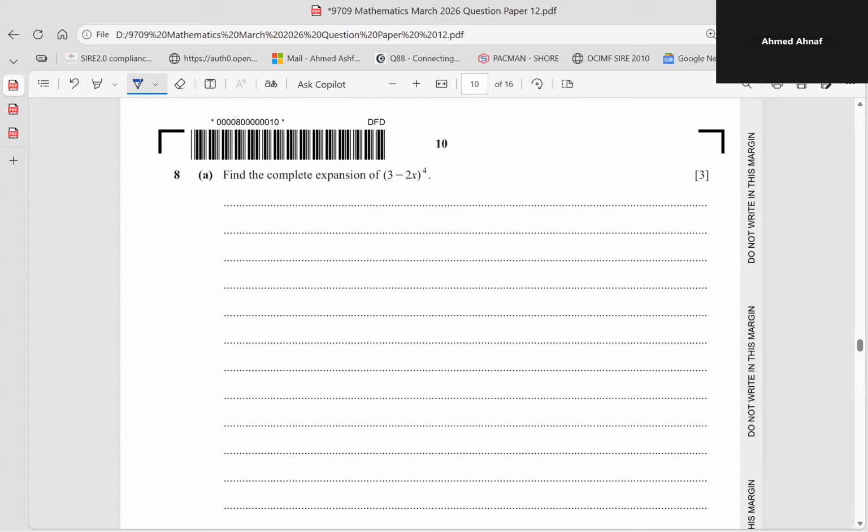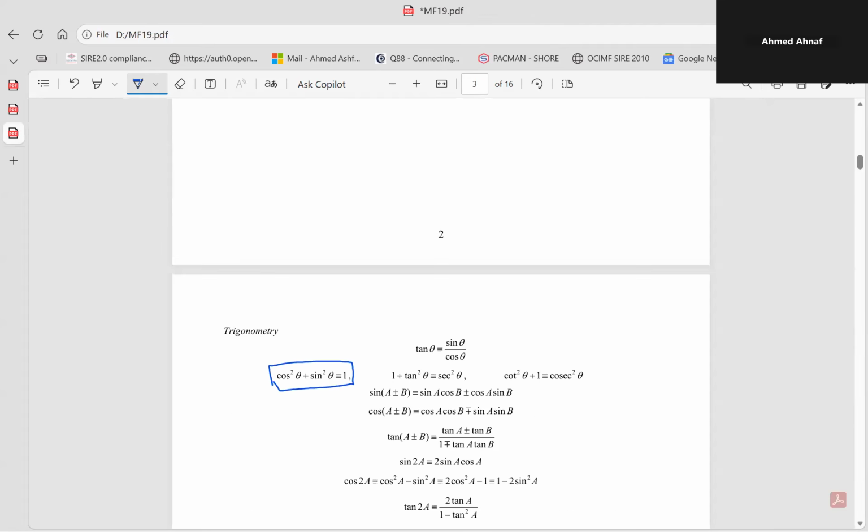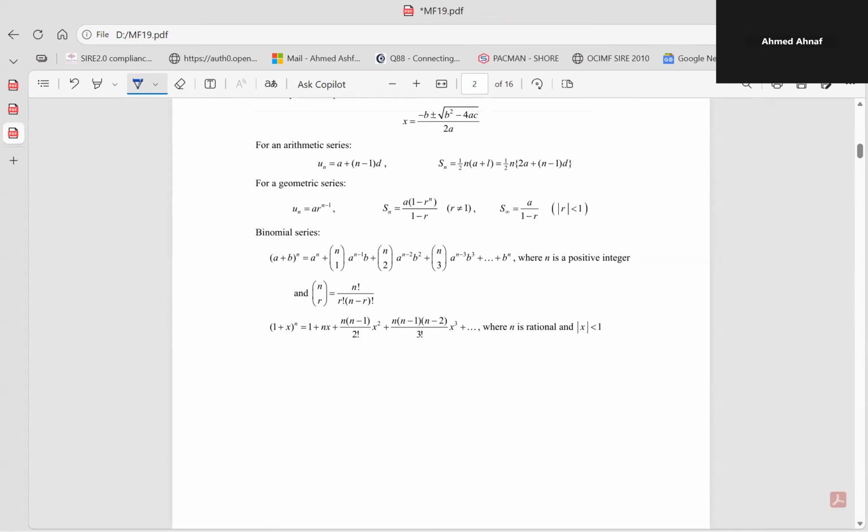Okay, so for this question, for the first part, we are told to completely expand this expression right here. Okay, so to expand this, you can go to your MF19, and since our expression inside the bracket has two terms, we can use the binomial series. So we're going to use the first formula in here, where the power n is a positive integer. In our case, it's 4.